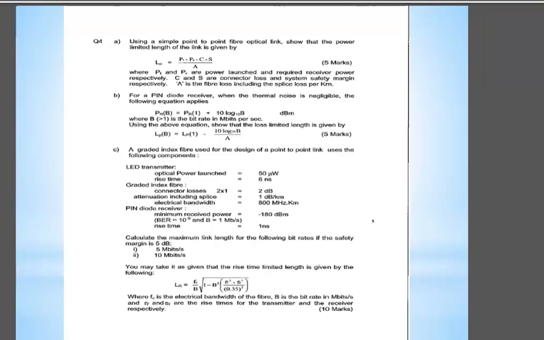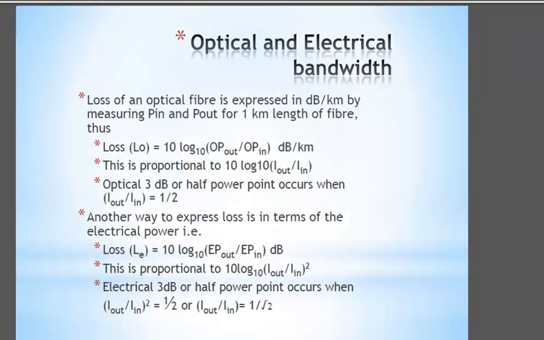Okay, so we will now go to the next one. Optical and electrical bandwidth. We really don't need to bother much about this part, but I'll just explain it to you. This is decibel, dB. There is a point called the 3 dB point, or half the power point. It's the point where the gain is half. This is like output over input. If this is half, that's the 3 dB point.